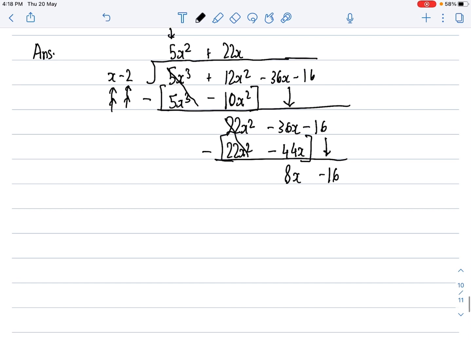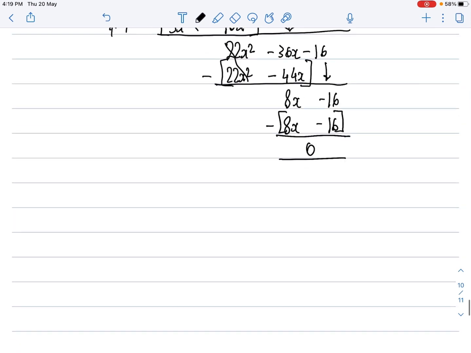Now I need an 8x here. So what needs to be multiplied by x? A simple 8. Sorry, my bad. Now minus 2 into 8 is simply minus 16. So when I multiply negative to this, the remainder I get is 0, which is also correct because I know x minus 2 is a factor.